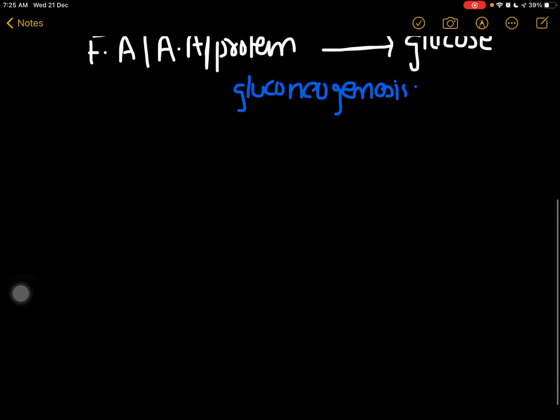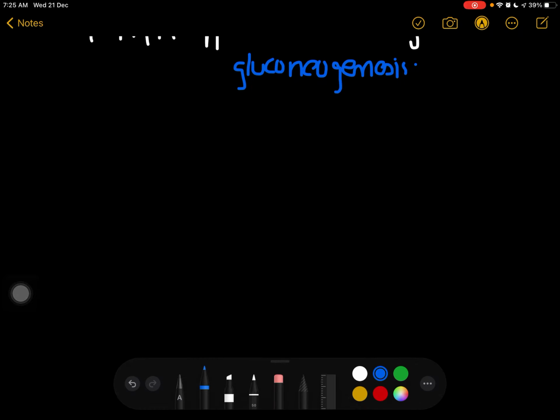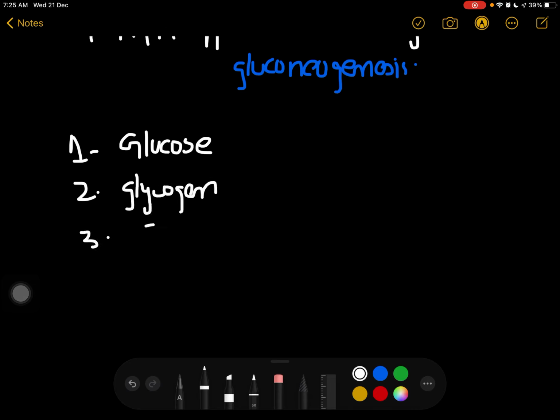In our body basically there is a ranking. First of all glucose will be broken down, second glycogen will be broken down, third fats will be broken down, and number fourth is proteins. So proteins break down at the very last.